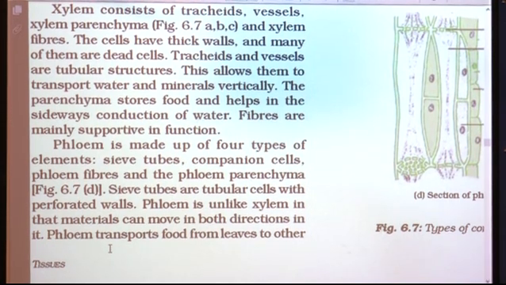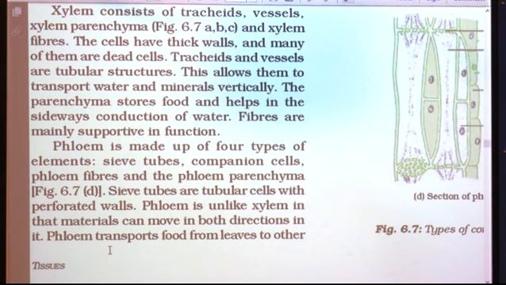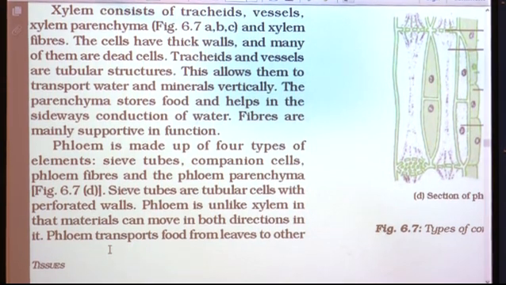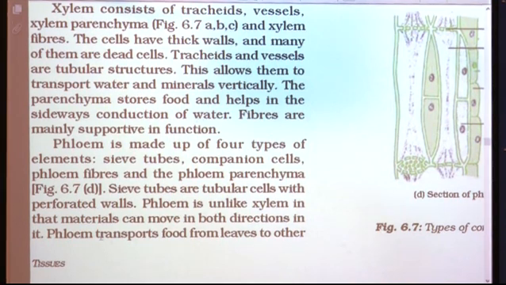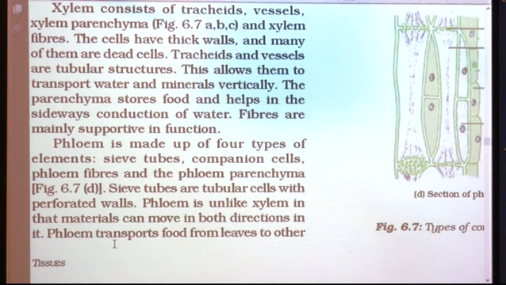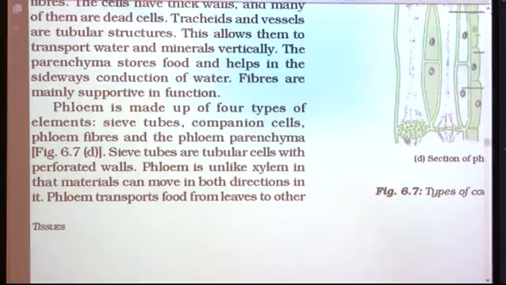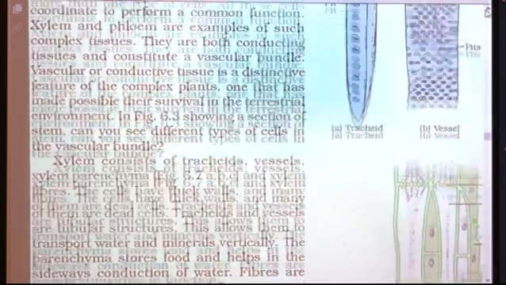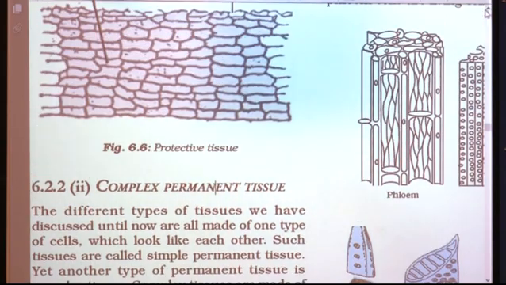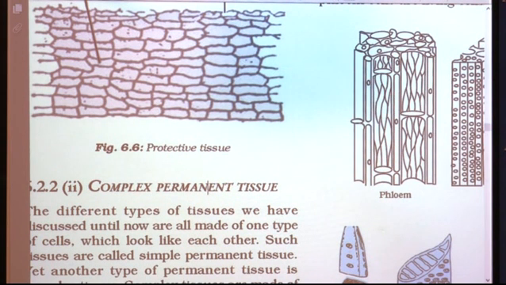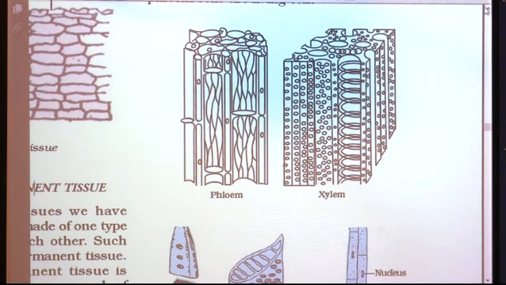But in phloem the food gets transported to all the parts of the plant, and for that even the roots also require food. So the movement of food, that is transportation of food, is in both directions. Phloem transports food from leaves to other parts of the plant. So xylem transports in only one direction, that is in upward direction, whereas phloem transports the food in both the directions, that is upward as well as downward direction.